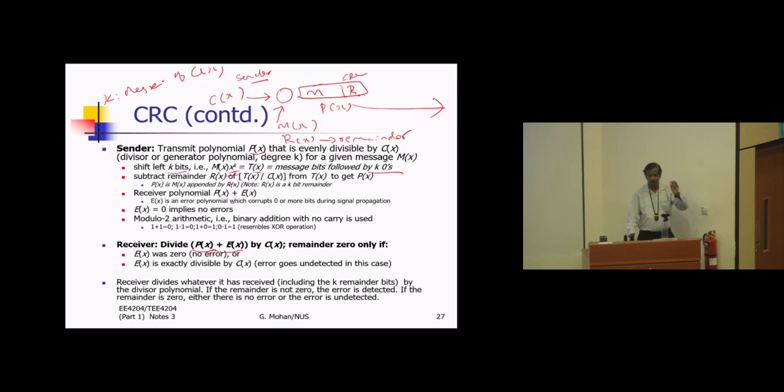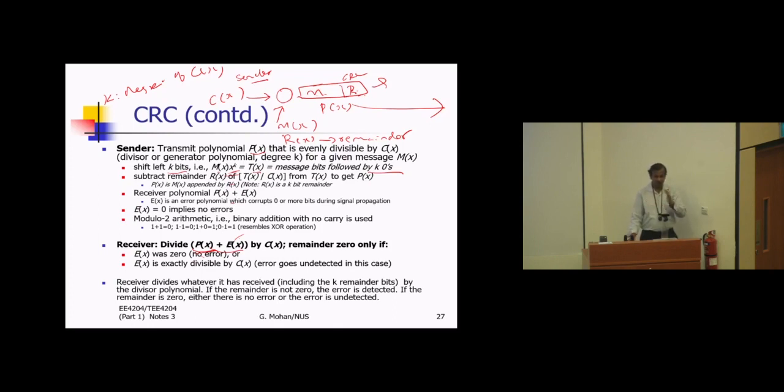In modulo 2, it means the x power 5 term was there originally. When it is received, there is no x power 5 term. That means the bit has changed, so it's adding an x power 5 term, right? So if 4 bits are corrupted, you can imagine that there is an error polynomial with 4 terms added to that during the propagation, right? So what is sent is the original P of x, the message bits followed by the remainder. But what is received is P of x plus E of x. If E of x is 0, that means there is no error. As it is, it will be received, no problem.